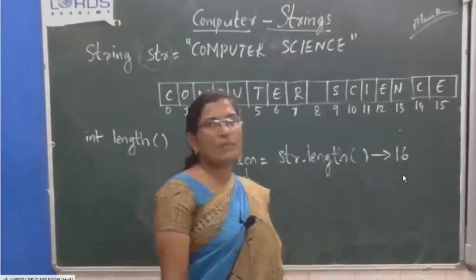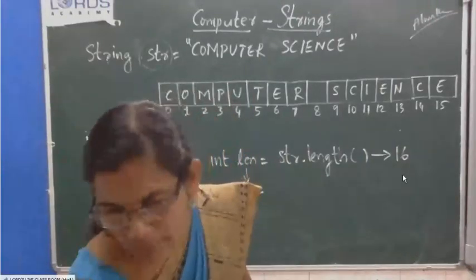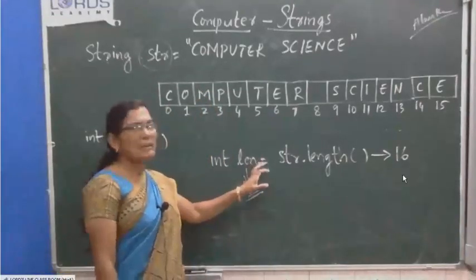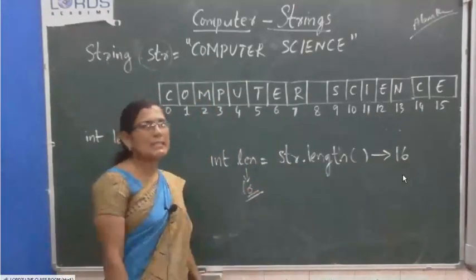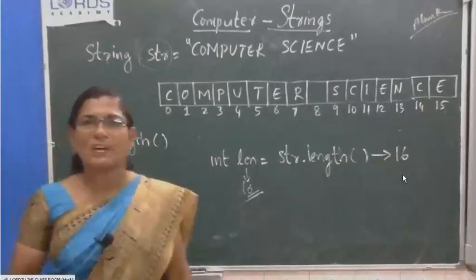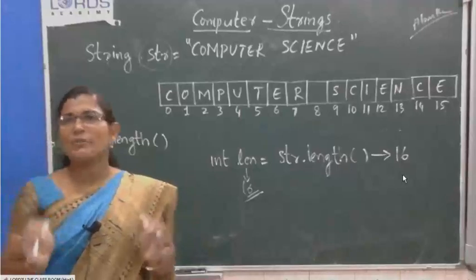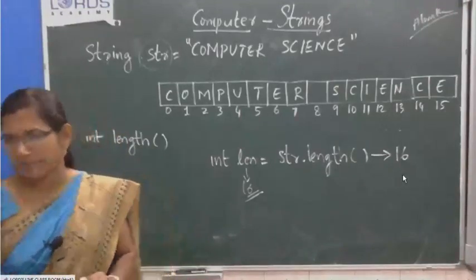The length function will give you the length of the string. So, that is the first function. System.out.println(len) will display 16. We will be using this function in many programs. So the length function is used to find out the length of a given string.